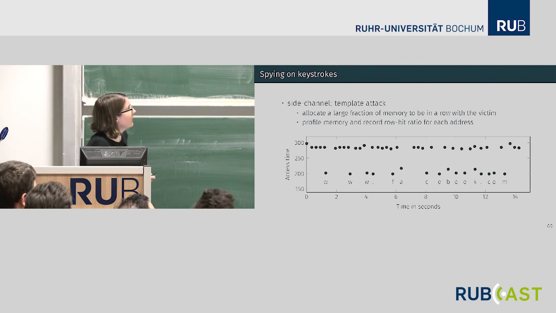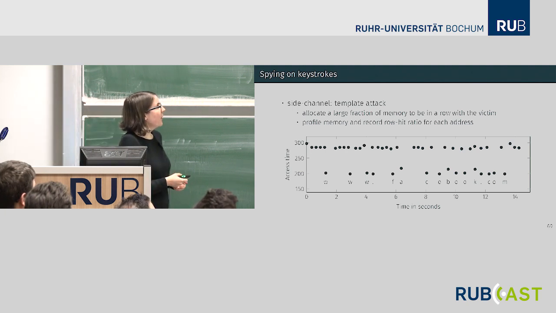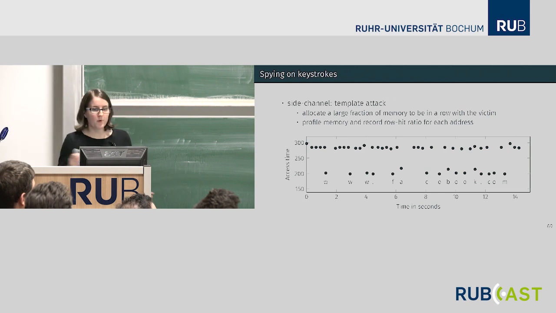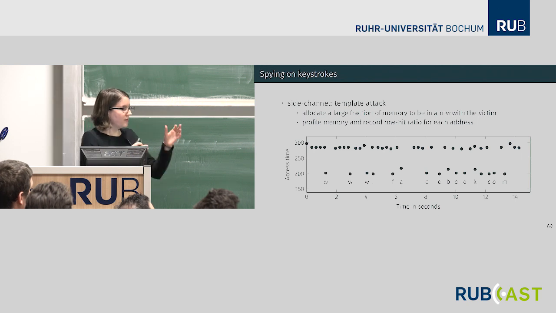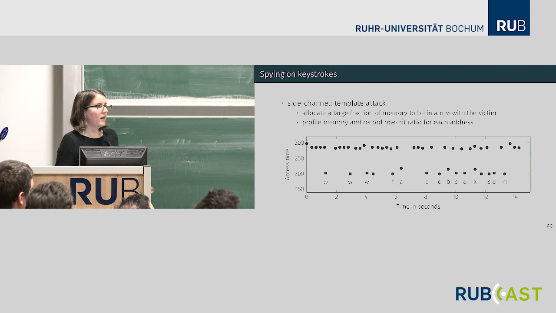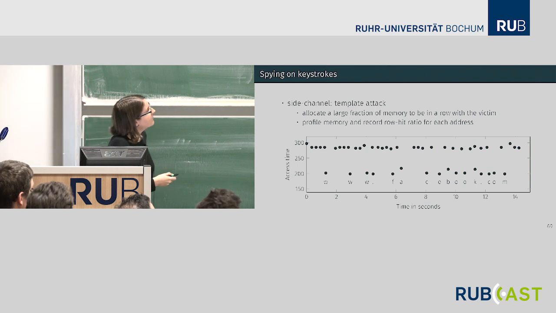So we are going to launch a template attack, and that works by allocating a large fraction of memory to have a common row with the victim. And then we're going to profile the memory and record the row hit ratio for each address. Then we will have one address, or maybe several addresses, that will have a high row hit ratio. And then we can monitor this particular address that had a high row hit ratio.